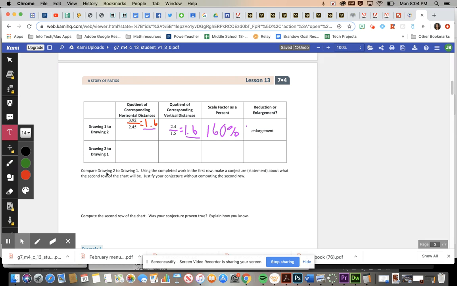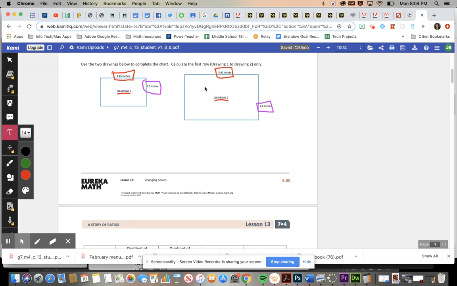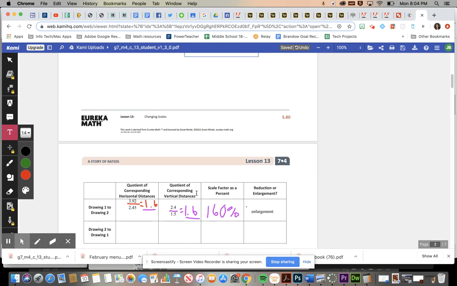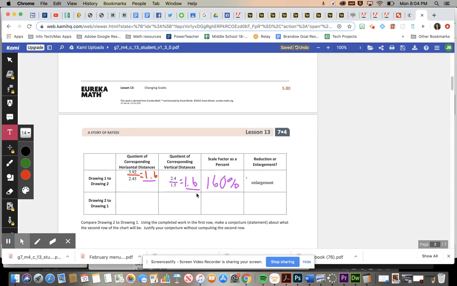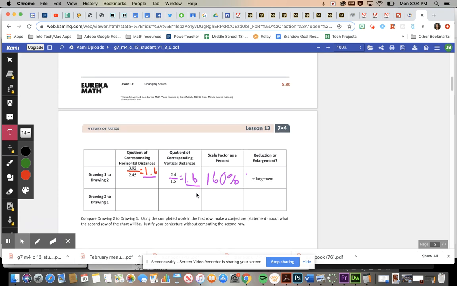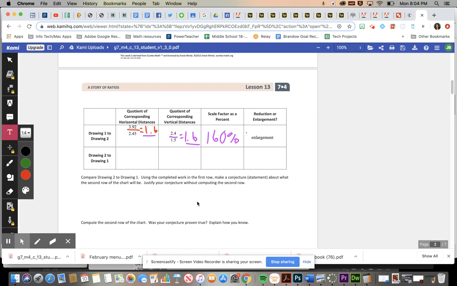Now it says compare drawing 2 to drawing 1. So the scale drawing 2 to drawing 1. Use the completed work in the first row. Make a conjecture or statement about what the second row of the chart will be. Justify your conjecture without computing the second row.